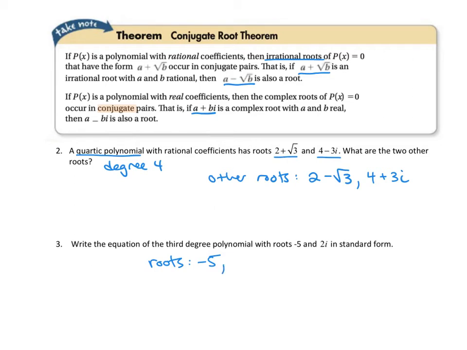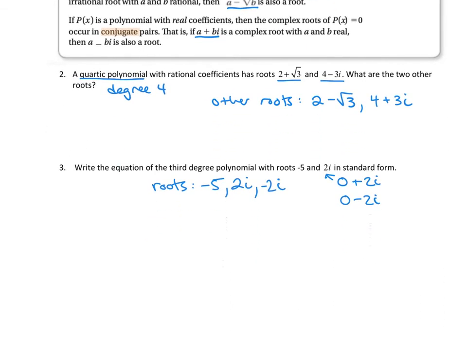2i is a complex root, and 2i is the same as 0 plus 2i. It doesn't have a real part, it only has an imaginary part, but it still has a conjugate. Its conjugate is the same expression with the plus changed to a minus. So we've got the root positive 2i, and then the conjugate of 0 plus 2i is going to be 0 minus 2i, which is just -2i. And that would be all of the roots of this polynomial. Now the instructions say to write this polynomial in standard form. But let's start with factored form.